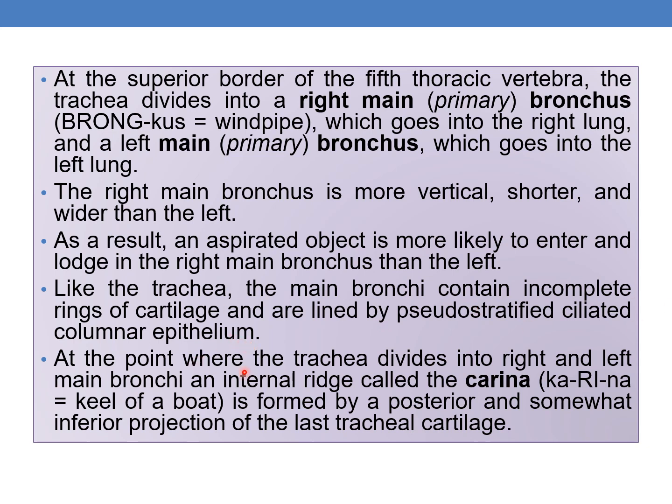At the point where the trachea divides into right and left main bronchi, an internal ridge called the carina is formed by a posterior and somewhat inferior projection of the last tracheal cartilage.